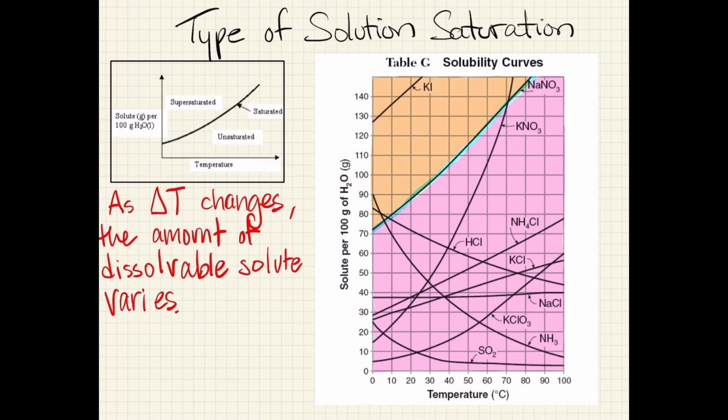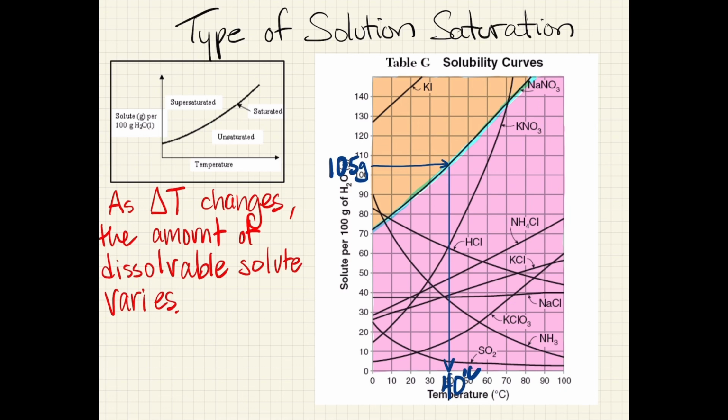Sticking with sodium nitrate as our main example, let's pretend we have 105 grams of material that we want to dissolve in 100 grams of water. We can see if we start at 105 and draw a straight line to the right until we hit the saturation curve, the temperature of the water would need to be 40 degrees Celsius for this to be a saturated solution.